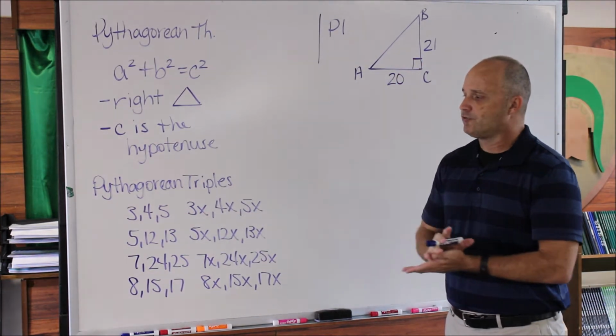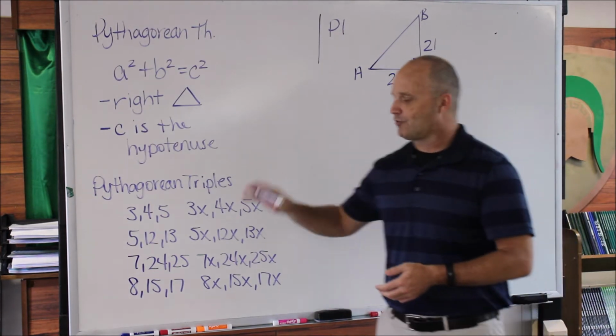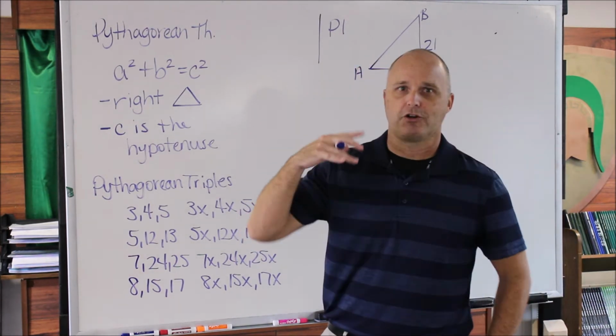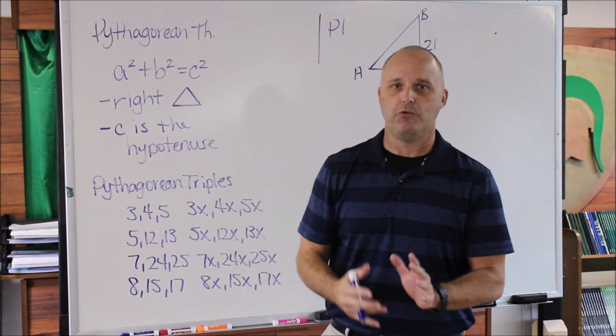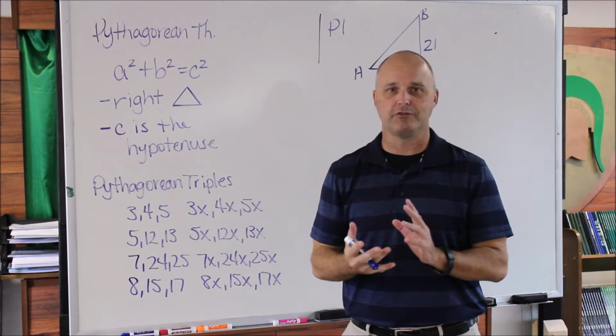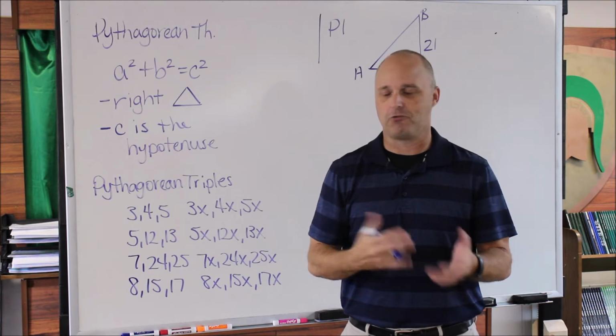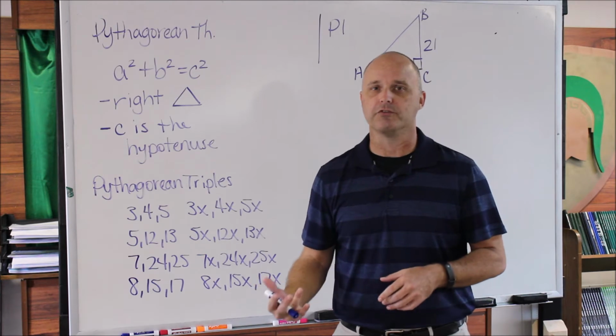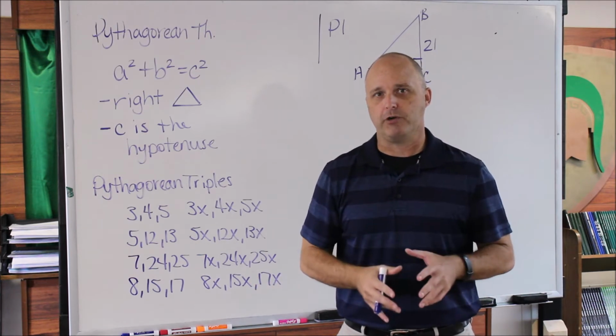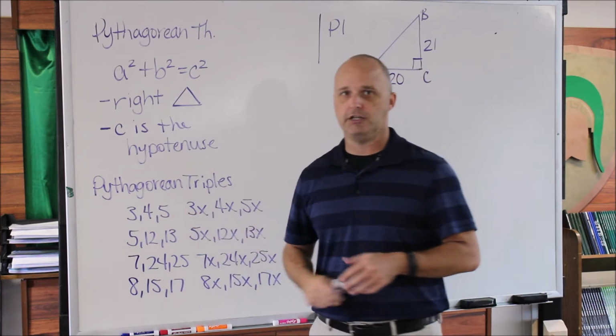So a Pythagorean triple is simply this. It's three integers that create the sides of a right triangle. So normally, whenever we do right triangles, the majority of the time, any right triangle is going to be a combination of either square roots or decimals. But when we have Pythagorean triples, we have only integers.